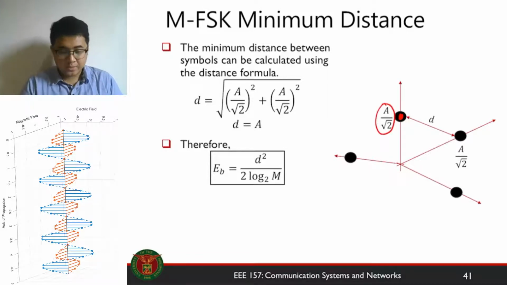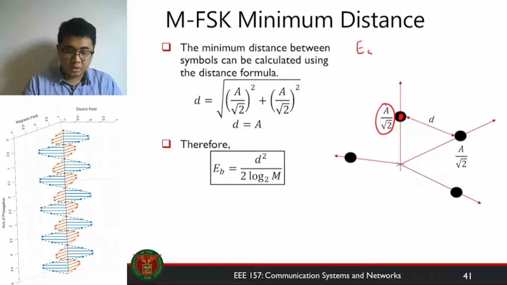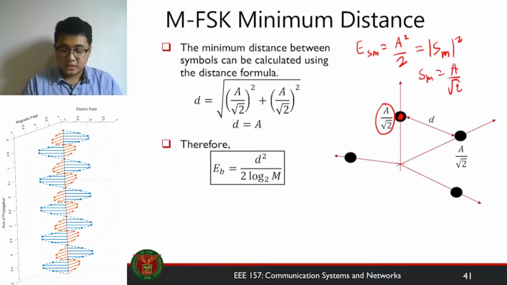Where did that come from? If we have the energy per symbol given to be A squared over 2, which is equal to the magnitude of the symbol squared, then the magnitude of one symbol is equal to A over square root of 2. And that's how we got this magnitude here. Okay? So it's orthogonal. That means the different symbols exist on different axes.